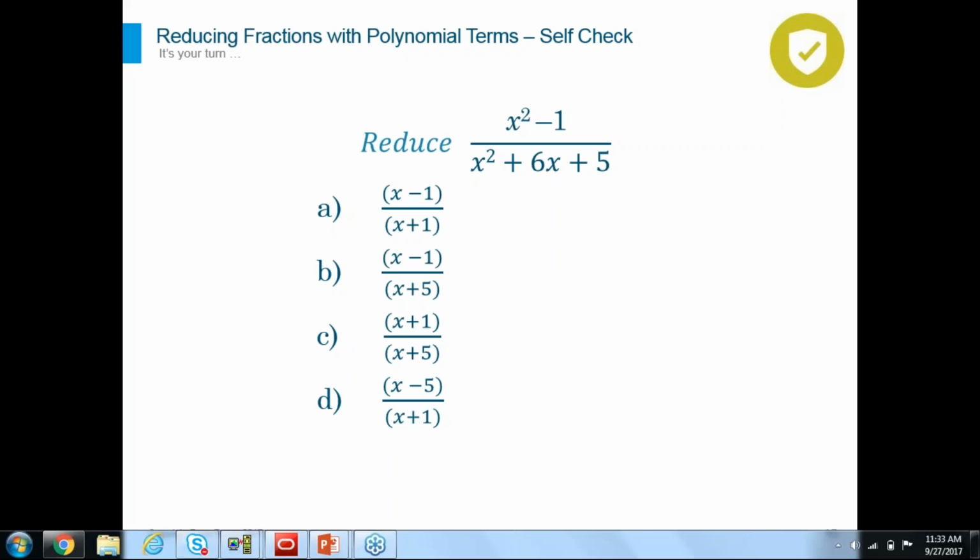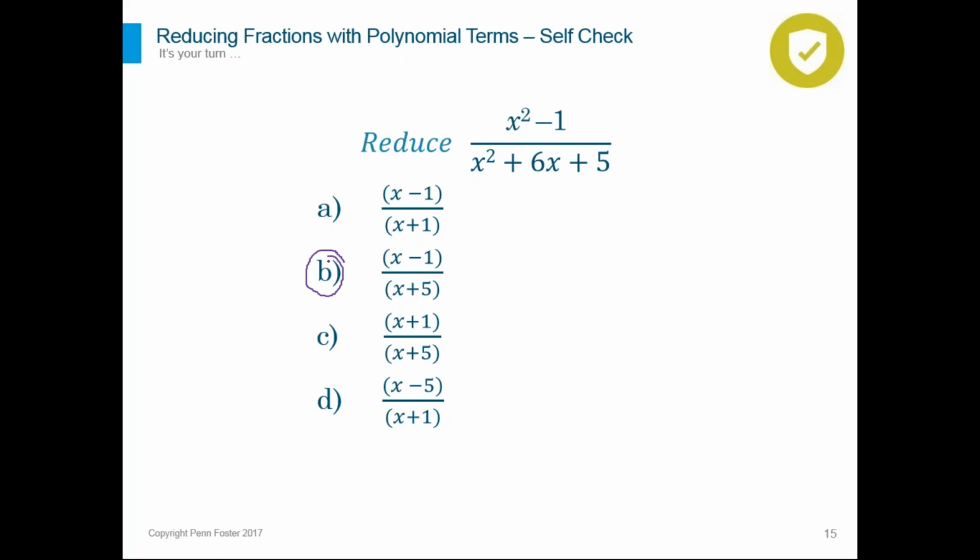So the final answer, the reduced form of this fraction, is B, x minus 1 over x plus 5. So this is a difference of two perfect squares. You're going to factor them and factor the trinomial. Two numbers multiply to 5, add to 6, so it's 5 and 1, and both are positives. And then cancel out the x plus 1 on top and bottom. So you will end up with x minus 1 over x plus 5.